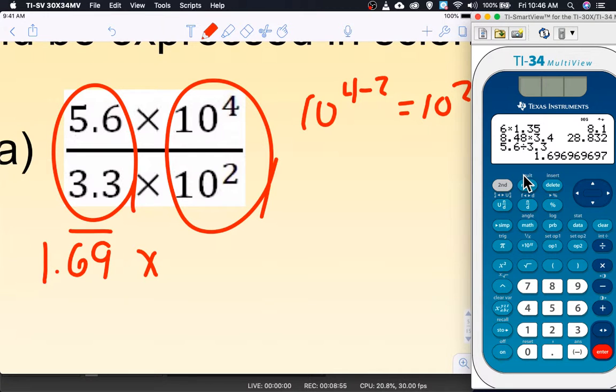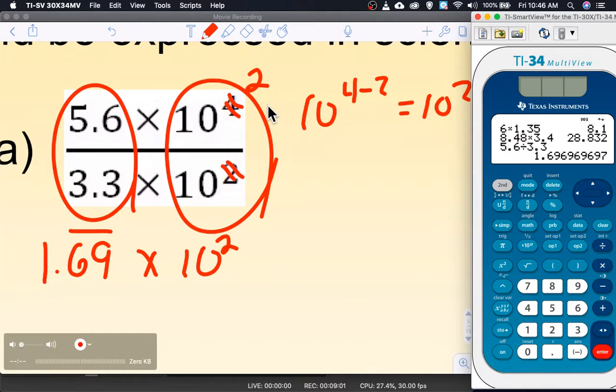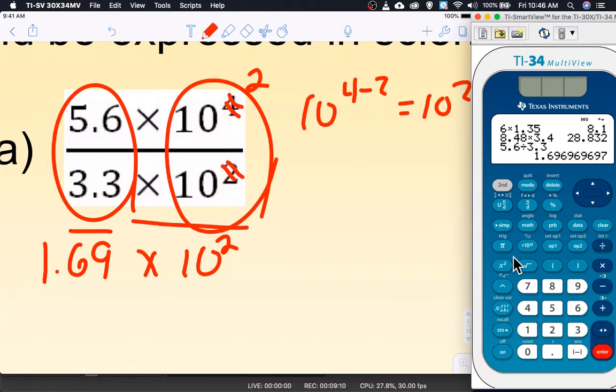So here, if I cancel, cancel, cancel, cancel, I have 2 10s left up top. It is in the numerator. We're good, and we're done. This answer is in scientific notation. My decimal piece is good. My power of 10 is good. The whole thing is good.